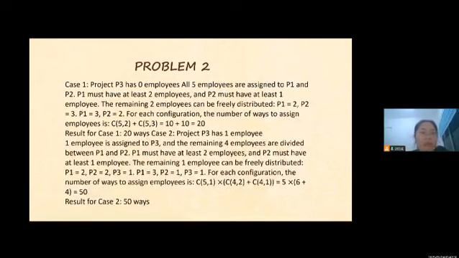Case 1, no employees in P3. All employees are assigned to P1 and P2, with P1 having at least 2 and P2 having at least 1. The remaining 2 employees can be distributed as 5 choose 2 equal 10 ways.